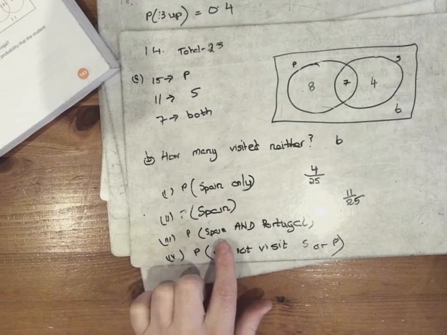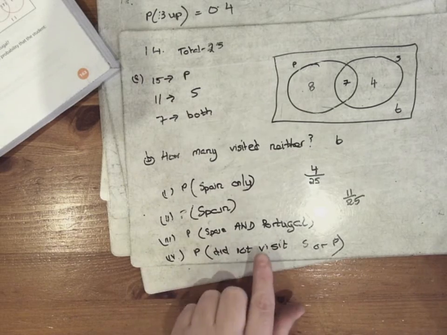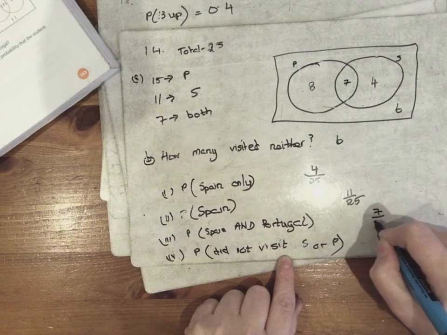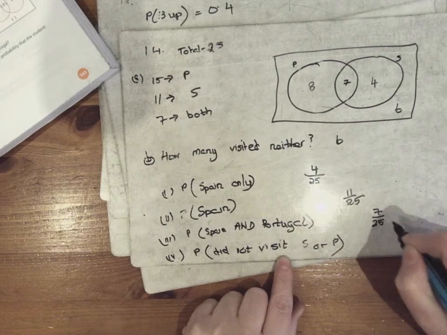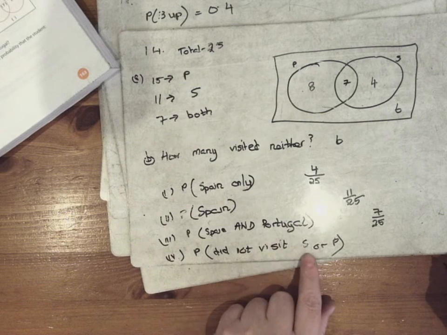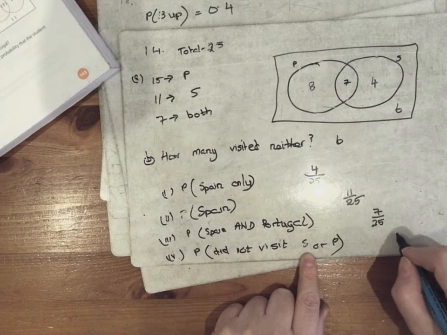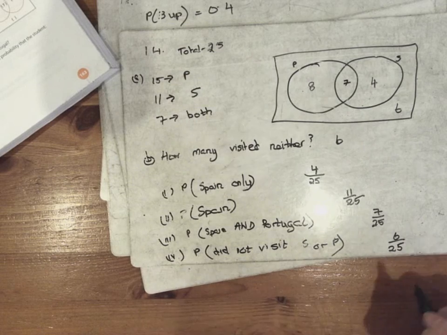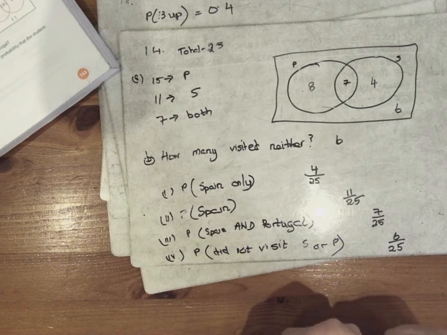And how many went to Spain and Portugal? Right, went to both, that's the people in the middle, that's 7 out of 25. And how many people did not, what's the probability they did not visit Spain or Portugal? So we know 6 did not visit Spain or Portugal, so it's 6 out of 25 is your probability.